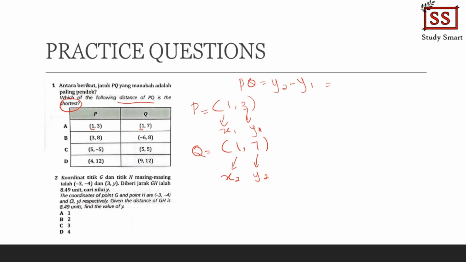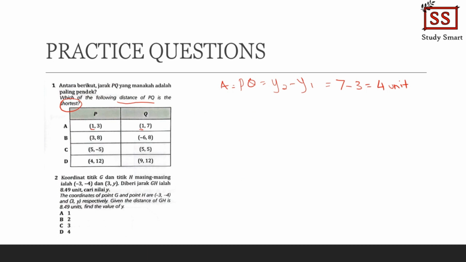So now y2 minus y1, your value will be 7 minus 3, the answer is 4 units. For answer A, the distance is 4 units. Now let's check answer B. Let me erase first. We need to check each of the answers because the question is asking which one is the shortest distance. In order to know which one is the shortest, you need to find the distance for each of the options.